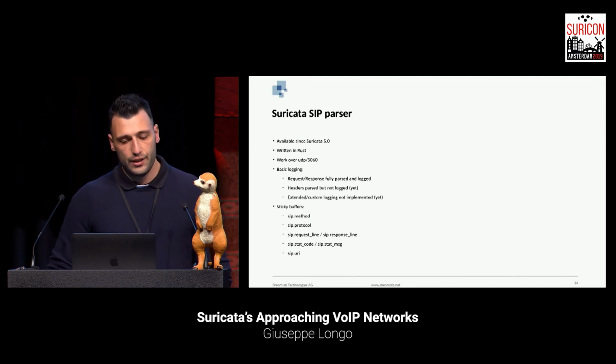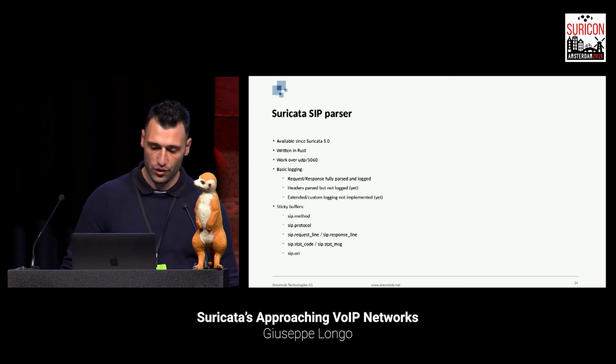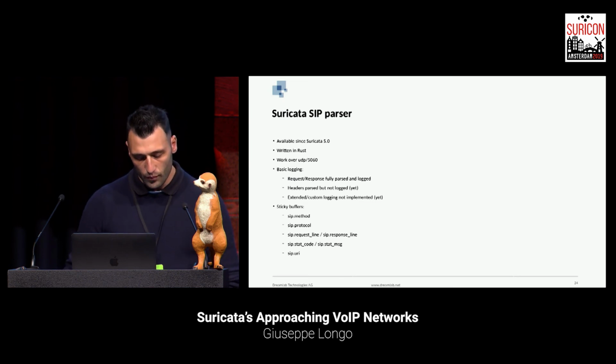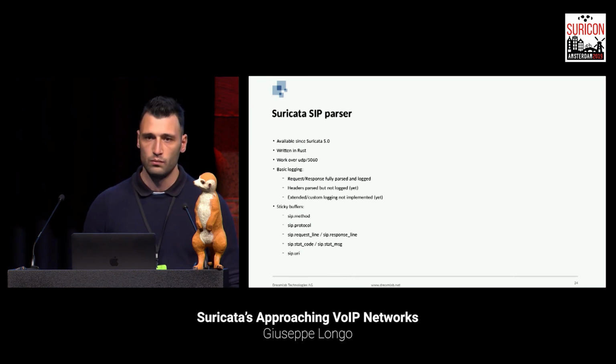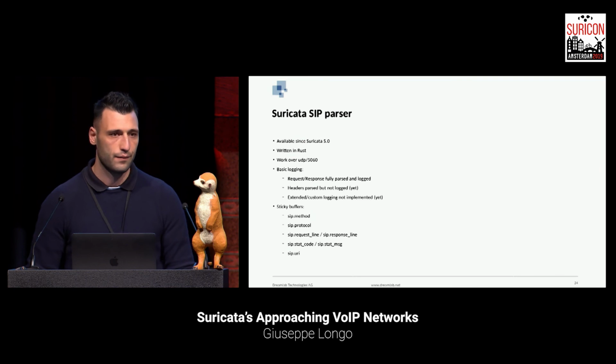Okay, we covered SIP attacks and countermeasures. Now let me introduce the Suricata SIP parser. It is available since Suricata 5.0. It's still disabled by default, but it works. It's written in Rust, and it works over UDP and port 5060. Actually, SIP can also work on TCP, so maybe a good idea is to extend this parser to work for TCP also, a bit like the DNS parser.